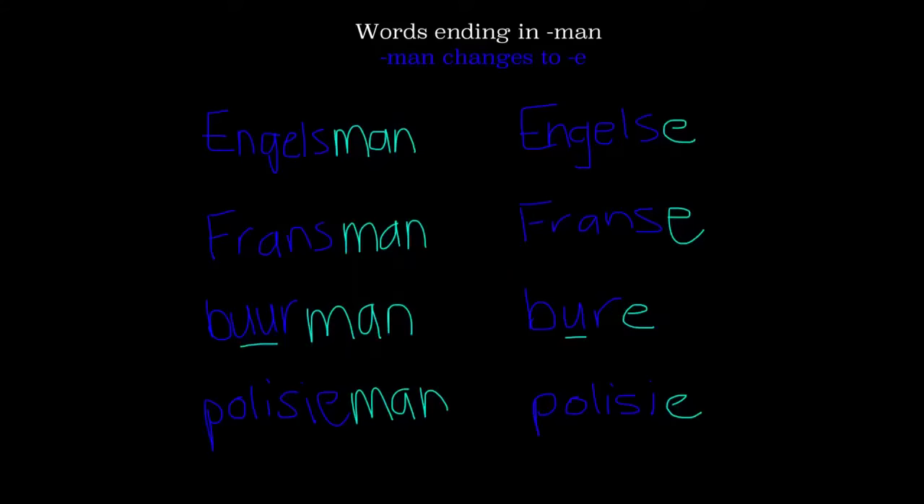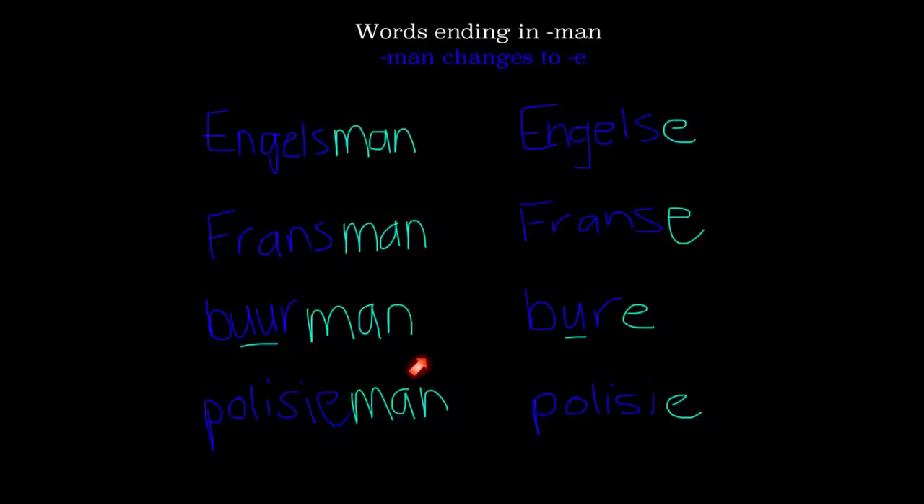Right, here we're looking at words that end in man, like Engelsman, changes to Engelse. We just replace the man with E. In English, we have Englishman and the English, or Frenchman and the French. It's the same. We're changing the man to an E. Fransman, Franse. Frenchman, the French.